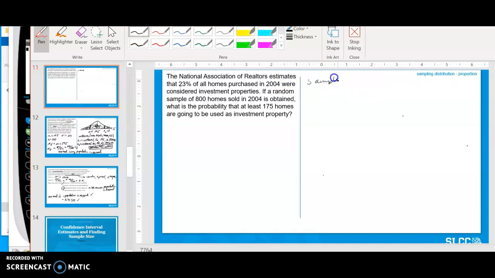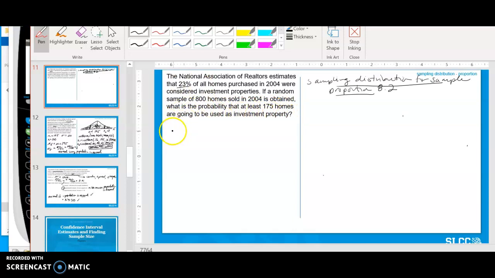Sampling distribution for a sample proportion, just section 8.2. Okay, so the National Association of Realtors estimates that 23% of all homes purchased in 2004 were considered investment properties. If a random sample of 800 homes sold in 2004 is obtained, what is the probability that at least 175 homes are going to be used as investment property?